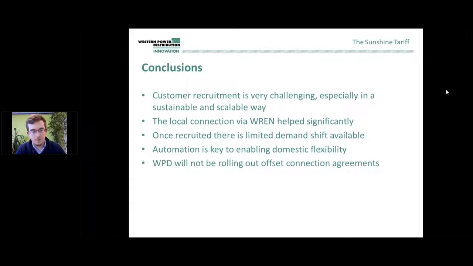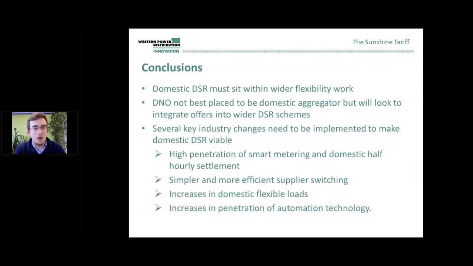I think all this just highlights that the domestic demand side response world isn't as mature as potentially expected when we started the trial. And therefore, WPD won't be rolling out an offset connection agreement because of the practical challenges around how that would actually work. However, I think it does feed into our wider work on domestic demand side response. Interestingly, we just put out a paper fairly recently summing up quite a few of our different projects, the general learning around this, and some of our next steps as well. So if you're interested in that, please have a look at our innovation website.